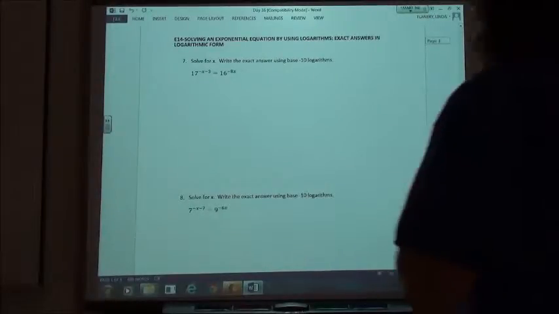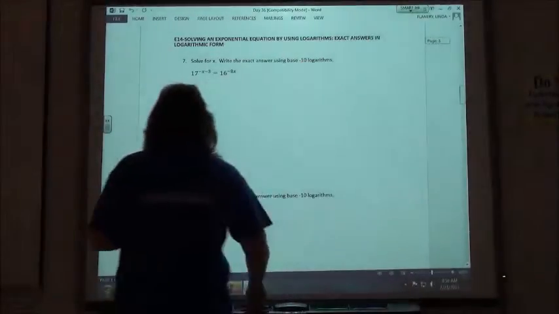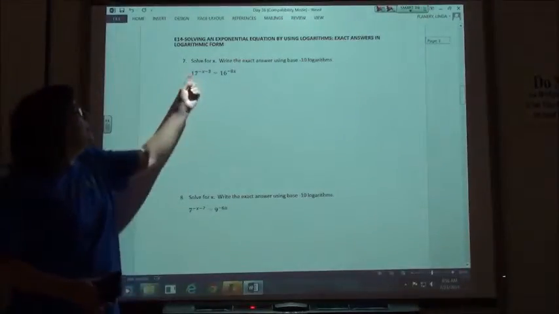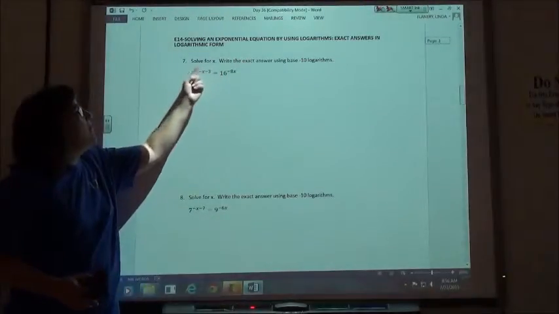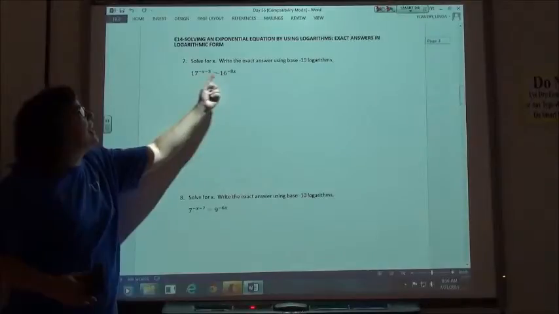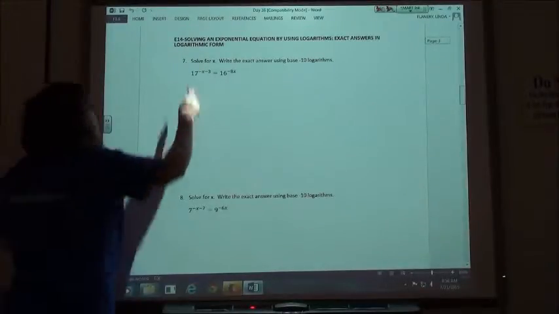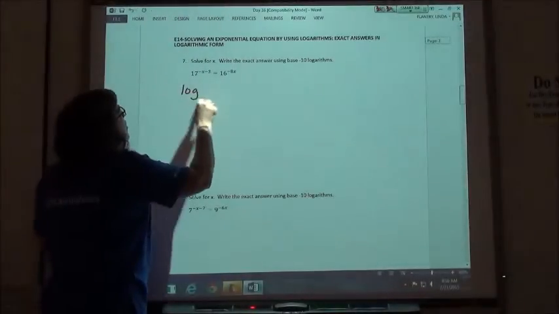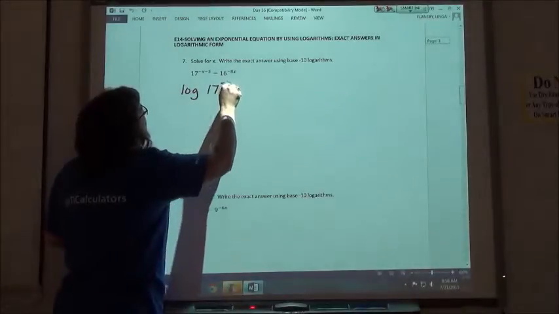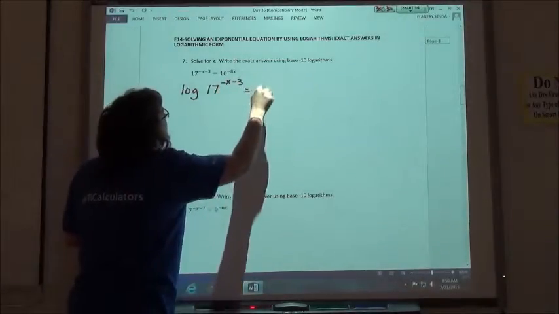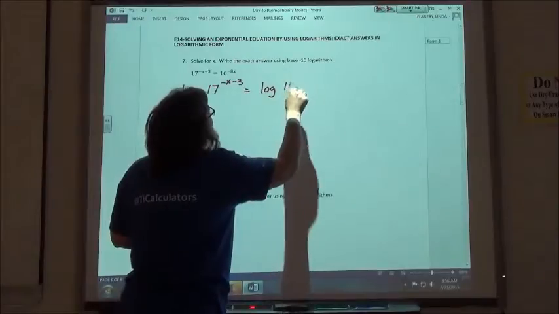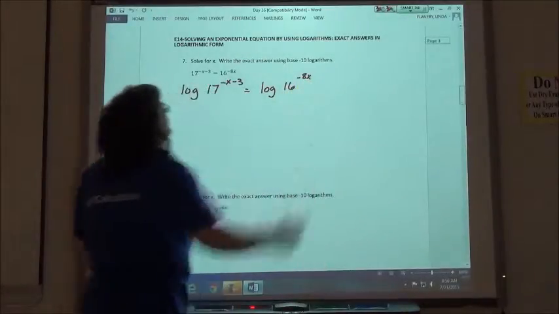And so the next ones, we're still solving exponential equations where we've got variables in the exponents, and again, we can't make the bases the same, so we're going to again just do the log of both sides since we don't have a base of e. So I'm going to say that I have the log of 17 to the negative x minus 3 equals the log of 16 to the negative 8x.